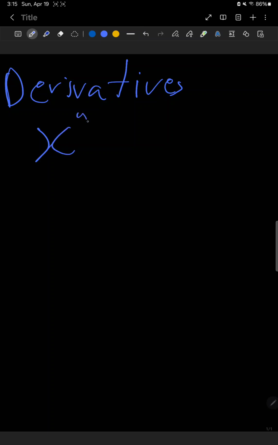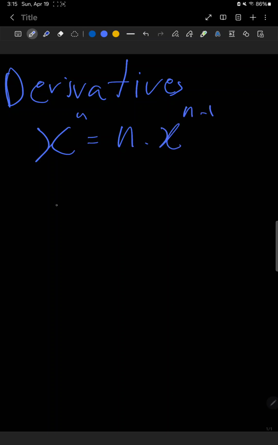Now let's move to derivatives. What is a derivative? Think about it. Usually people just memorize the rule. It's something like, for x to the power of n, they say the derivative is n times x to the power of n minus 1.